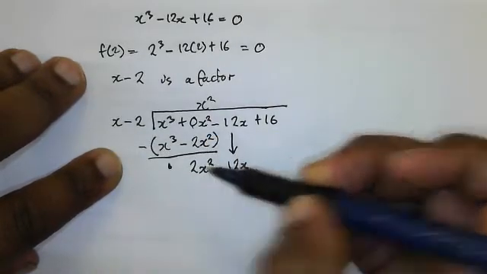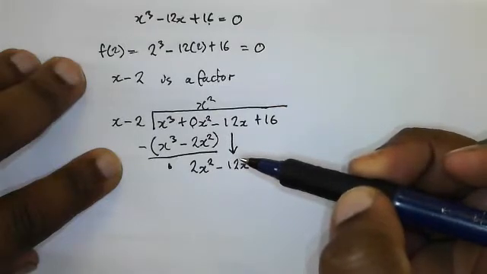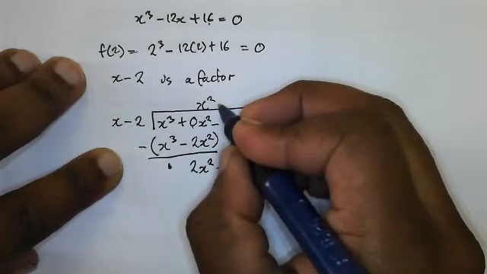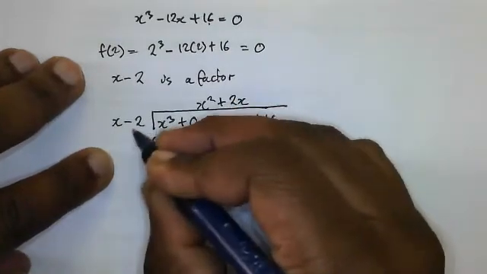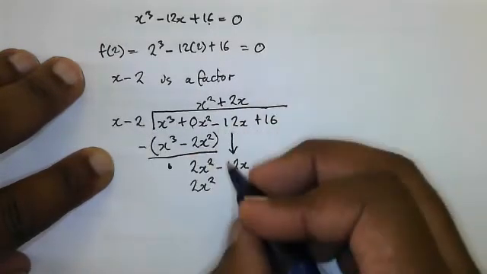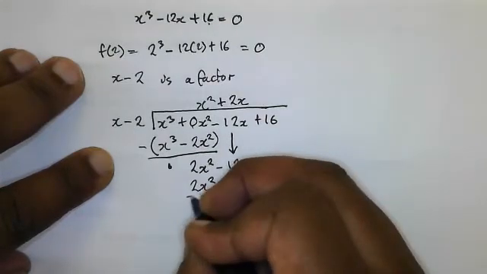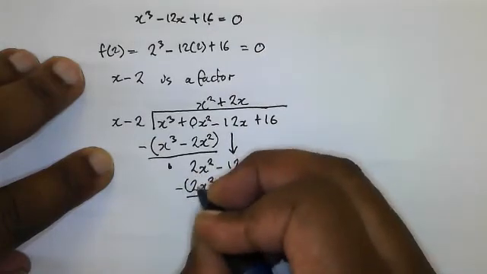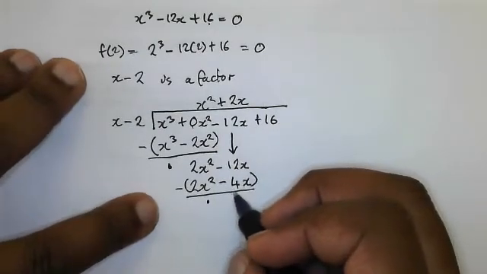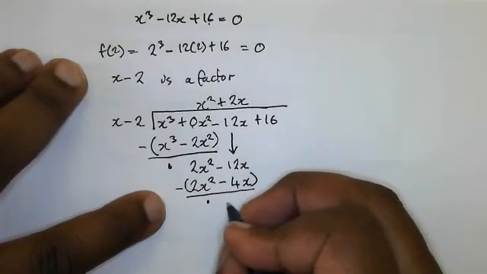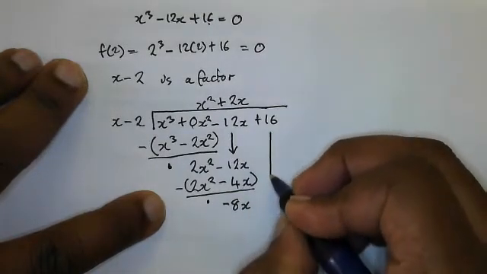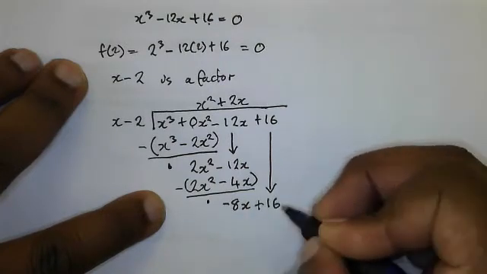Okay, x into positive 2x squared, what do you get? Positive 2x. Positive 2x times x is positive 2x squared. 2x times negative 2 obviously makes negative 4x. Now we need to subtract these two. So this minus that is just 0. Negative 12 minus a negative, so we add it. Negative 12 plus 4 gives us negative 8, so that's negative 8x. Now we need to bring this positive 16 down.